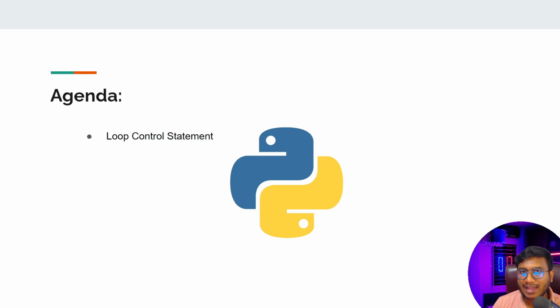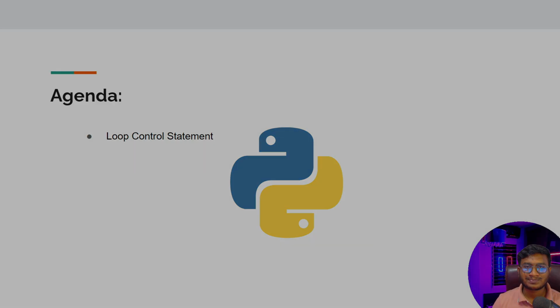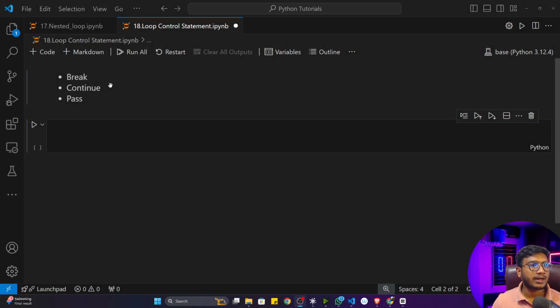Hi everyone, welcome back. In this video, we'll be discussing another concept called loop control statements. This concept will be very useful going forward whenever you are writing Python code and implementing different applications. So instead of talking too much, let's go to our code editor and try to understand loop control statements inside Python. You can see we have three loop control statements: break, continue, and pass.